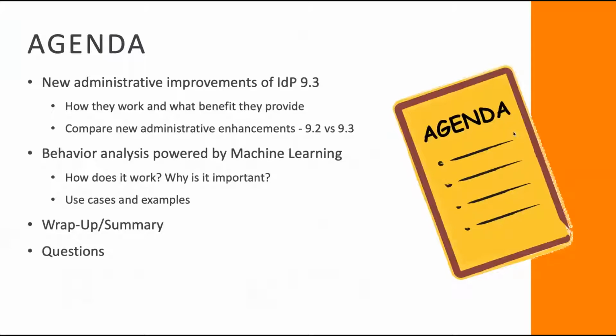Let's take a quick look at the agenda. These are the topic areas we plan to review: new administrative improvements of IdP 9.3, how they work, and what benefit they provide. We'll do some comparison demos where we'll take a look at the old administrative screens and the new ones. We'll next talk about behavior analysis powered by machine learning. Same kind of thing: we'll talk about how it works, why it's important, and use cases. We'll do a little wrap-up and summary at the end, and then we'll jump into our questions.